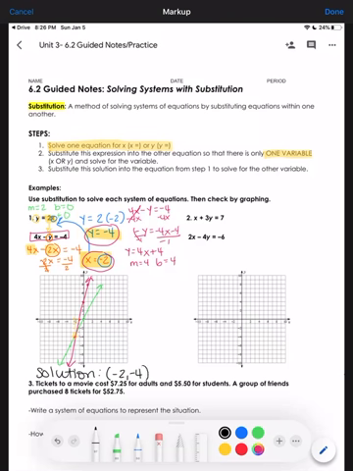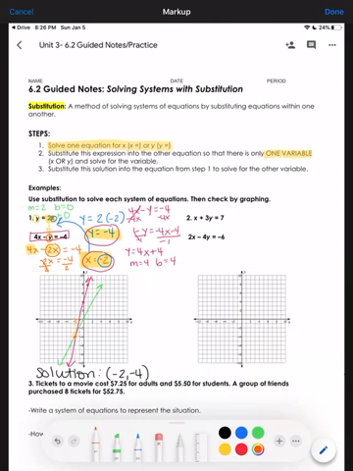So in the future, you will use either graphing or substitution to solve. I just wanted to show you both ways, first as a review, and second just to verify that our answer was correct. So we're going to move on to the second one here.